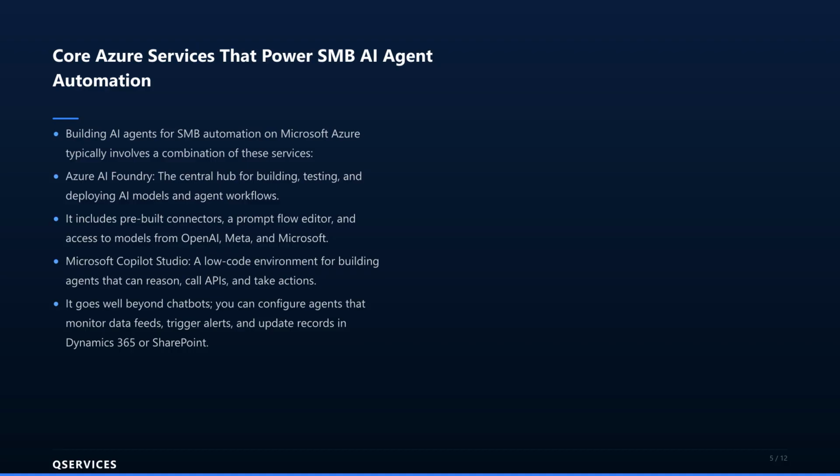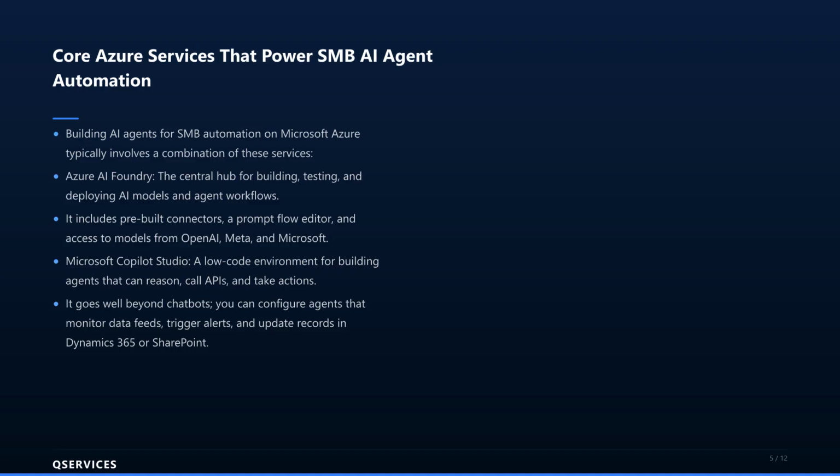You can configure agents that monitor data feeds, trigger alerts, and update records in Dynamics 365 or SharePoint. Azure OpenAI Service gives your agents access to GPT-4o and other models with enterprise-grade security and compliance controls built in. Power Automate, the workflow engine that connects your agents to hundreds of business applications. When an agent decides it needs to send an email, update a record, or generate a report, Power Automate handles execution. Azure Logic Apps, for more complex or developer-built integration workflows that need to run at scale with full code control.